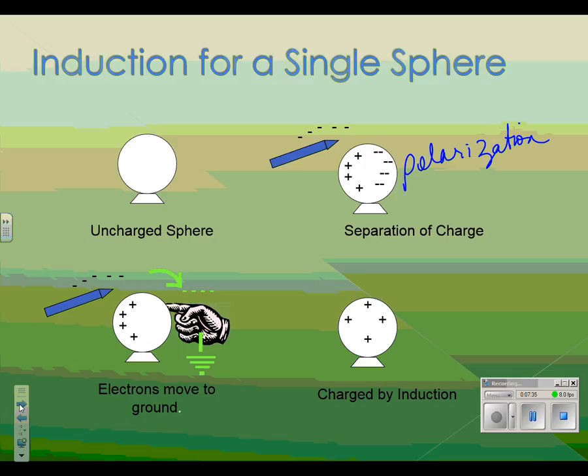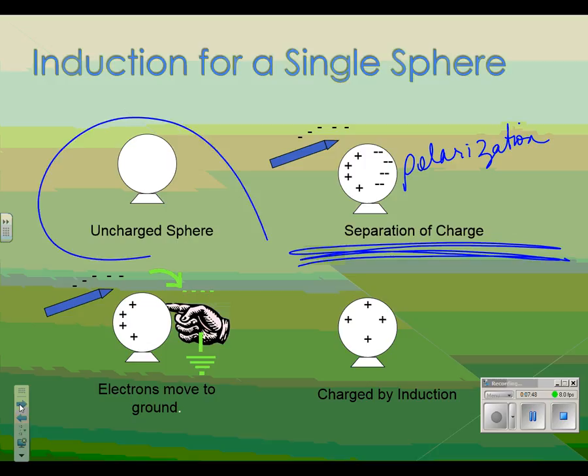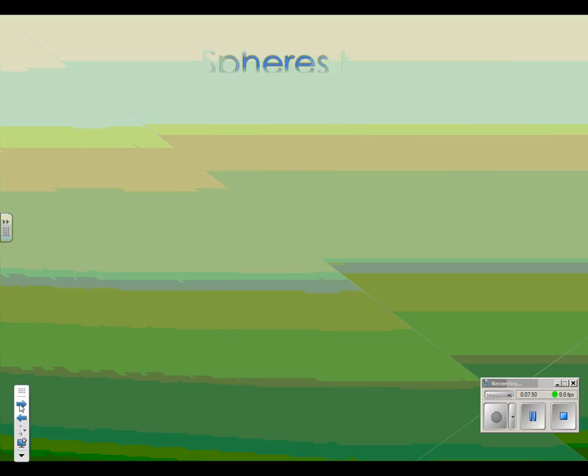Otherwise, if we had just stopped here, then we would just end up with polarization. And then when we moved away, which would just be a temporary charge, when we took the negatively charged rod away, it would just go back to being this uncharged sphere.